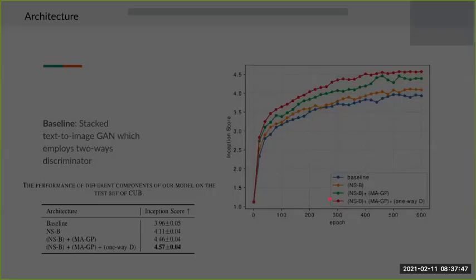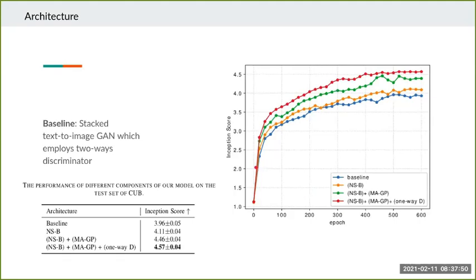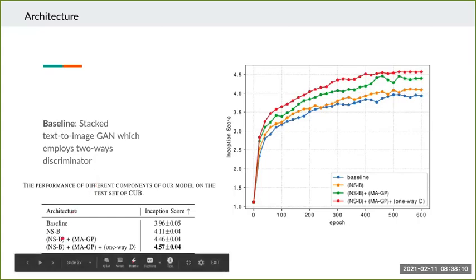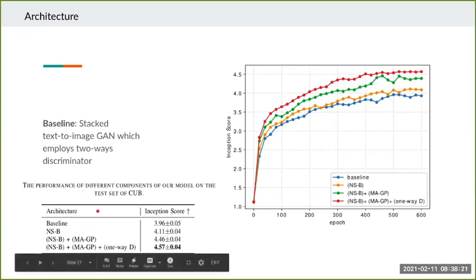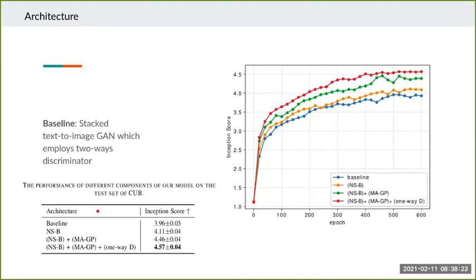So the evaluation study that they have conducted is with respect to the architecture itself, first of all, and the baseline used for that is the stacked text-to-image GAN, which employs a two-way discriminator. So basically the StackGAN++ kind of model, and then they progressively replaced parts of the model. So here NSB refers to the simplified backbone, which is the idea of using just a single generator and discriminator network. And then MAGP is the matching-aware zero-centered gradient penalty.